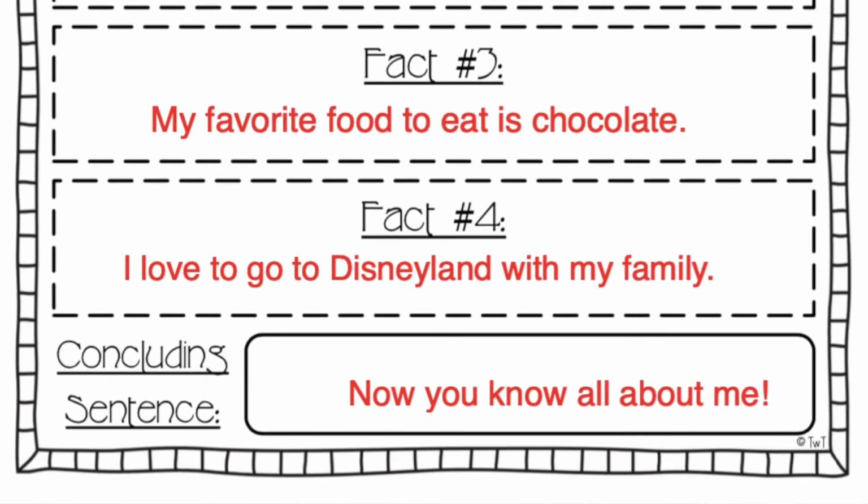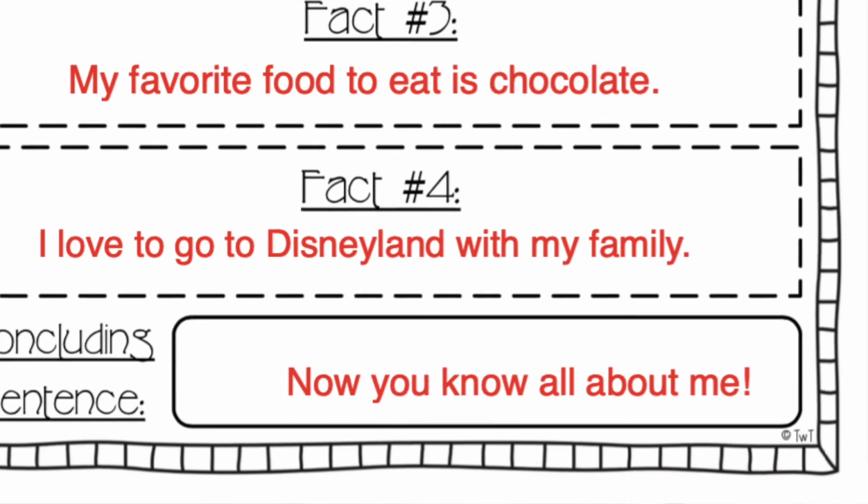So finally, we're going to end our map with our concluding sentence. Remember, our concluding sentence is our conclusion. It's how we end the paper, and it's how we tell the reader that we're ending the paper. So I'm going to end mine by saying, now you know all about me, and I put an exclamation point.